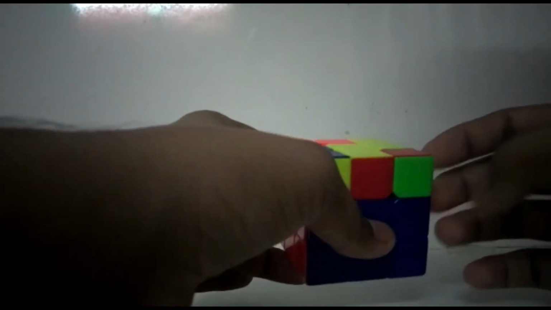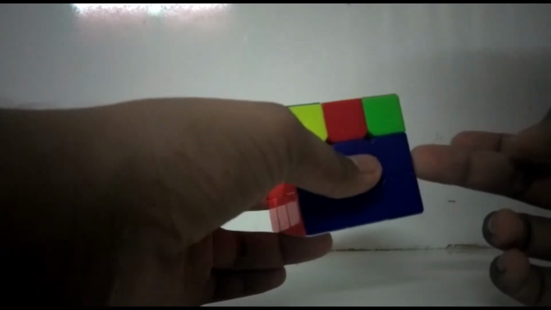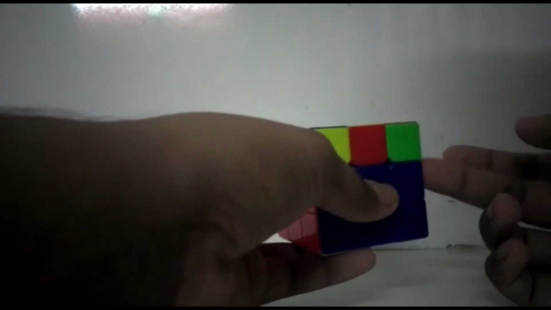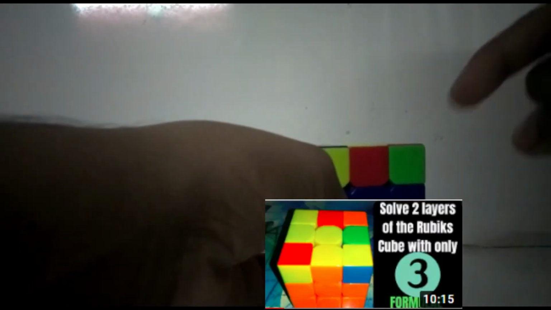As I said, in this video I am teaching how to solve the third layer on a Rubik's Cube. First, before knowing how to solve the third layer, you have to know how to solve the first two layers. If you don't know how to solve the first two layers, you can check out the other videos in our channel before coming to this video so that you can understand what's going on in this video.